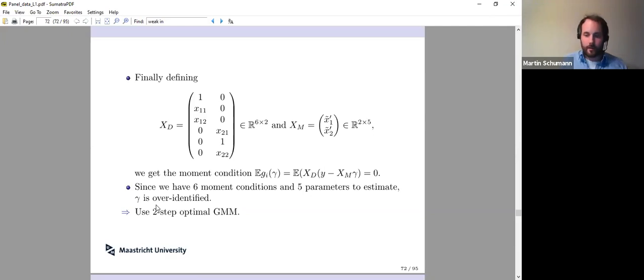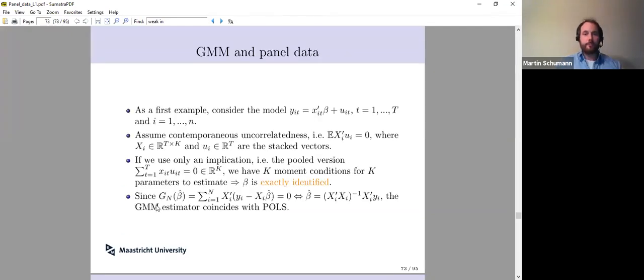Okay. Now, finally, back to panel data. We again have a model. That model we have seen many times before. Let's say all the x's are nice. So if we stack them together in the usual way, then we have this condition. So they are all uncorrelated with the model error. And now there's actually a couple of ways of using GMM here. So this is contemporaneous uncorrelatedness.